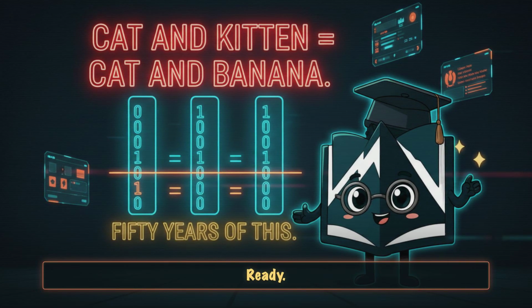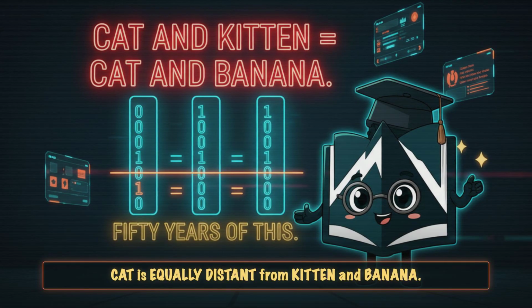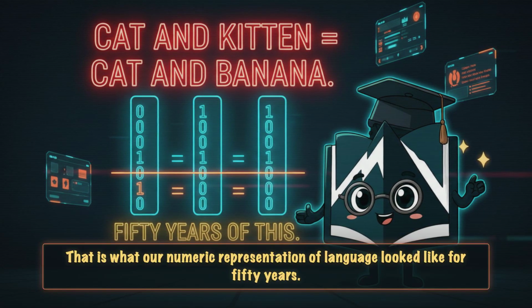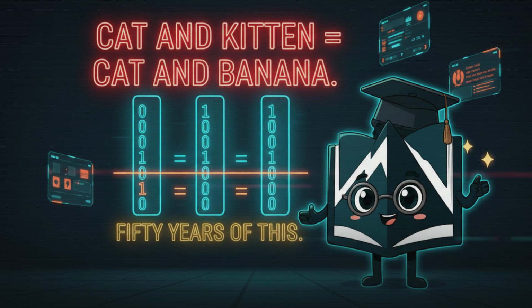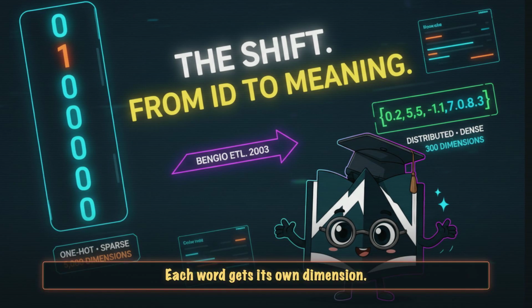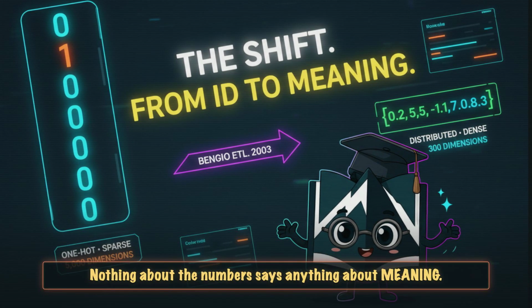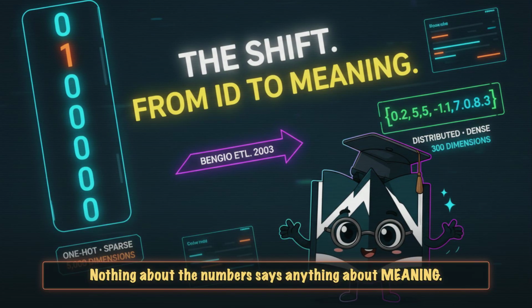Mathematically, compute the distance. Ready. Cat is equally distant from kitten and banana. That is what our numeric representation of language looked like for 50 years. This is one-hot encoding. Each word gets its own dimension. Nothing about the numbers says anything about meaning.